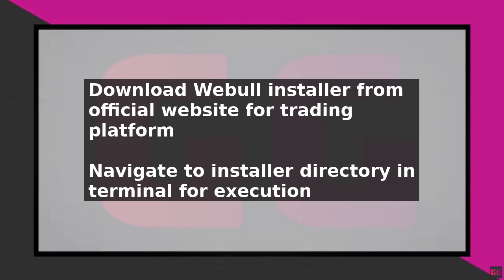Once the download is complete, navigate to the directory where you saved the installer file in the terminal. You can then run the installer using the Wine command. After the installation is complete, you can launch Webull using the Wine command. You can also create a shortcut on your desktop for easy access to Webull.